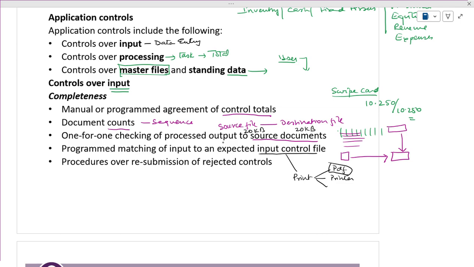Procedures over resubmission of rejected controls. If something is not accepted, it happens. You are entering the data and it will not accept. What are the procedures? As simple as that. You have the username and the password. The username has to be matched with the password. This is one of the control measures. Now you are giving a username, but the password is not matching with the username.